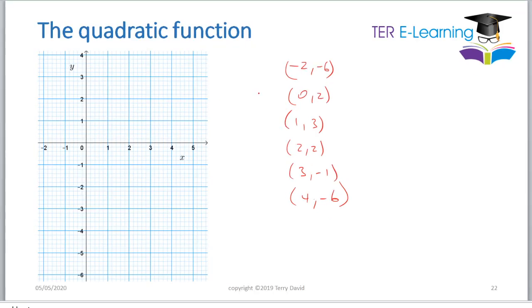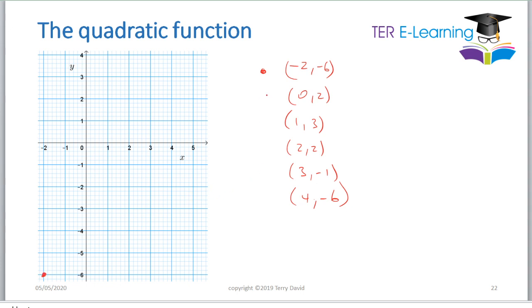So what do we do? We're going to plot the points. The first point we're going to plot is this point here, which is (-2, -6). Reading off the x value as -2 and the y value as -6, that's down here, right? That's minus 2, minus 6.